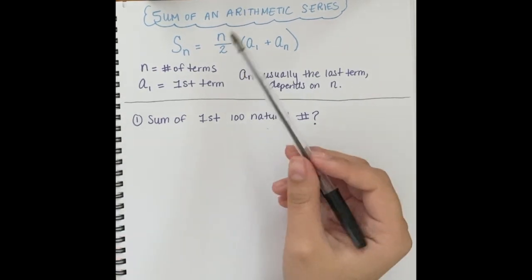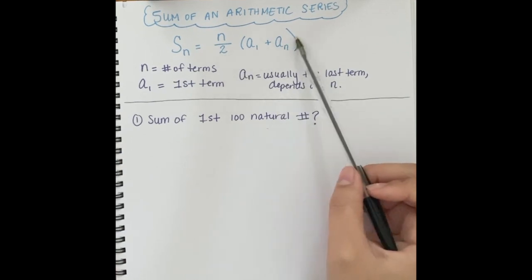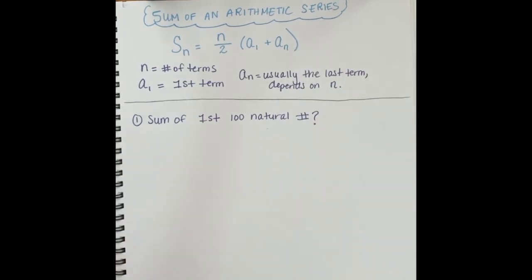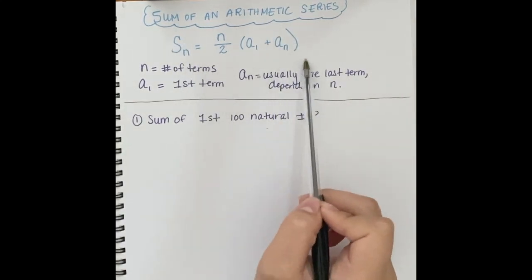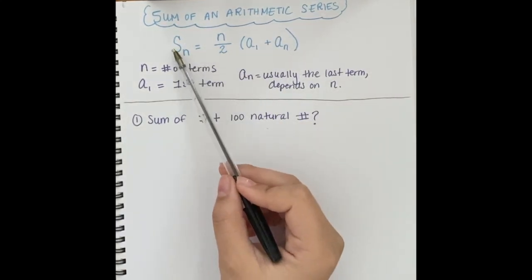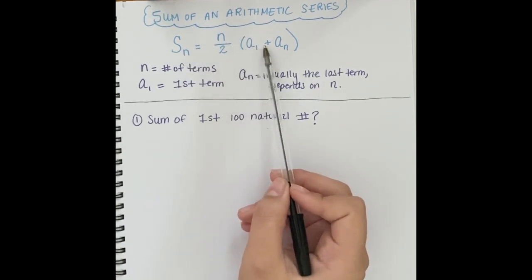But instead of having to add, let's say the list was all the odd numbers. Imagine 1 plus 3 plus 5 plus 7 plus 9 plus keep going forever. They actually came up with this formula. This is the most important thing you need to take from this lesson. S sub n equals n over 2 times a sub 1 plus a sub n.